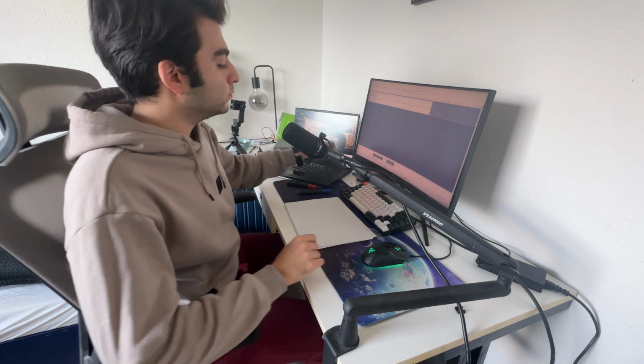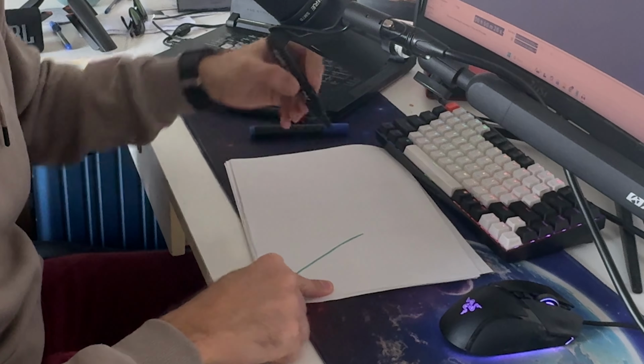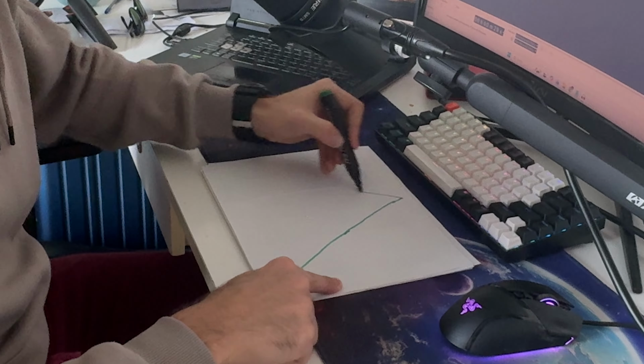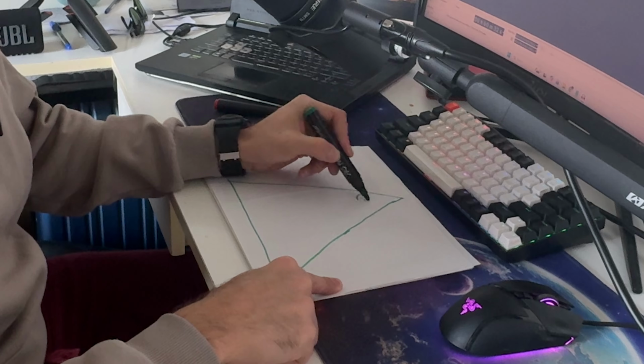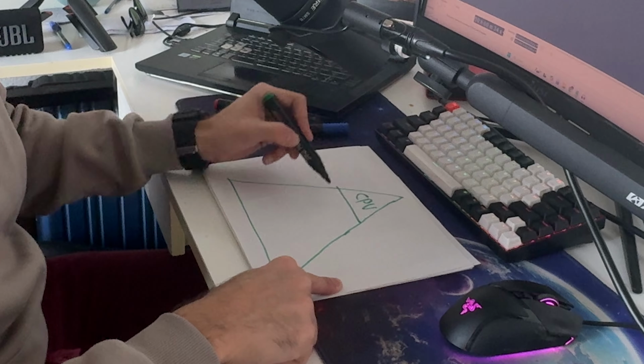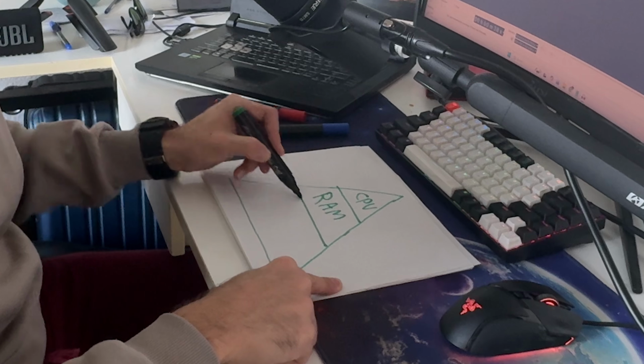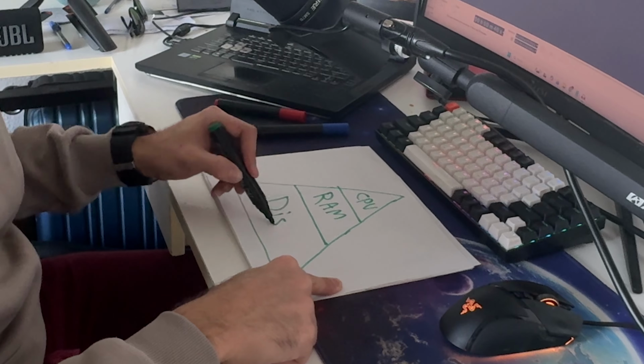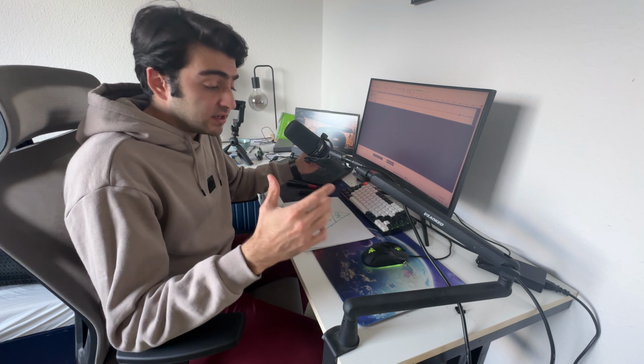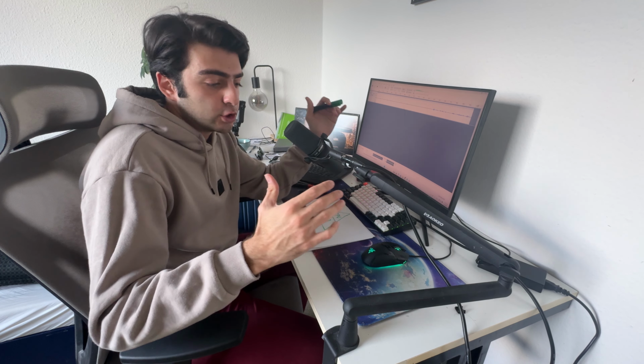We say it's closer because each computer, each server has this structure, a triangle. At the top of it is the CPU. Here is RAM. Here is disk. RAM is closer and faster, but it's smaller. On the other hand, disk is bigger, but it's slower.